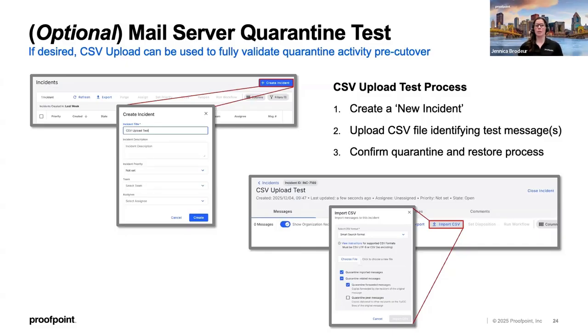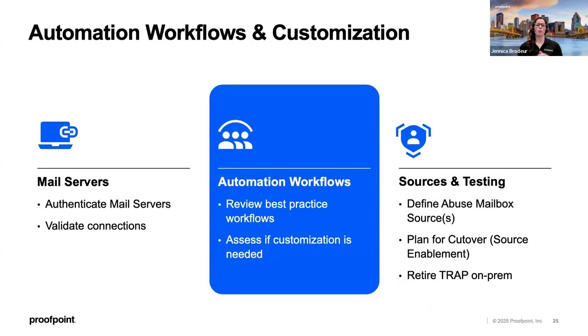This is an incident-based function in Cloud Threat Response. We will create an incident, give it a title, and then once that incident is created, you'll be able to upload the CSV file directly to the incident and then quarantine those messages directly. So in step one, while you're doing that mail server setup, if you want to confirm the quarantine and the restore process without turning any of those sources on, this is an optional step, not required, but helpful for some customers. So we've established the mail servers, and we've gotten through the hardest part of the configuration.